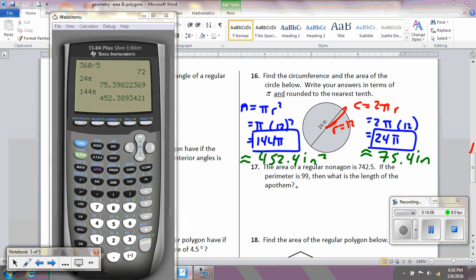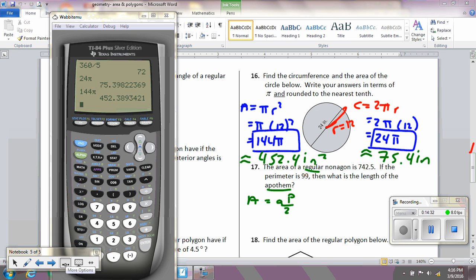Number 17 tells us the area of a nonagon is 742.5. It also tells us the perimeter is 99. It wants to know what is the length of the apothem. So it's a regular polygon, so the area formula is apothem times perimeter divided by 2.